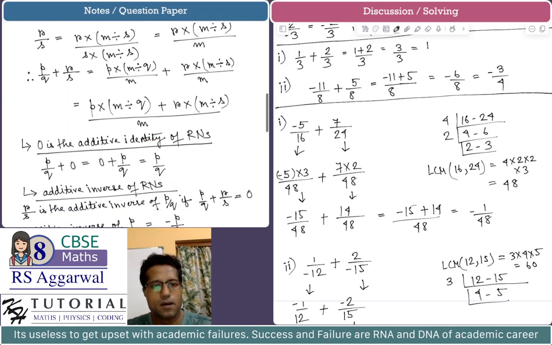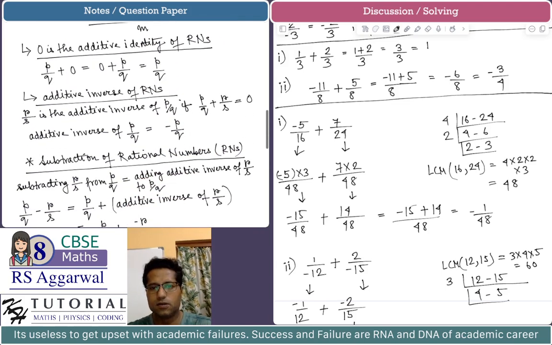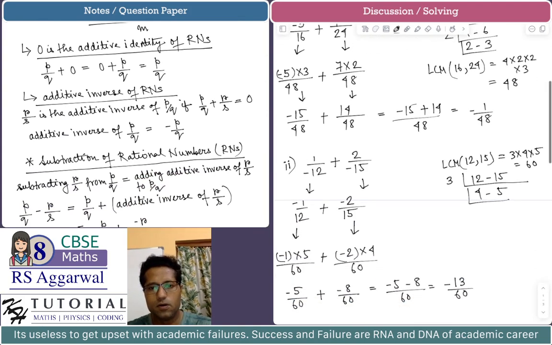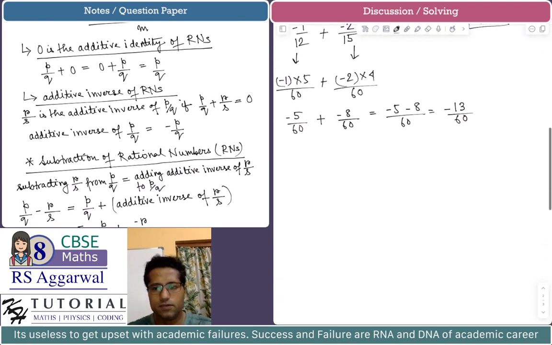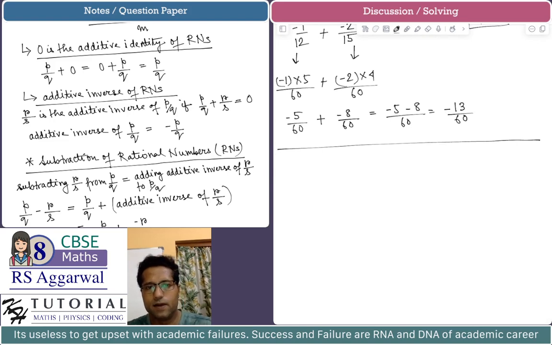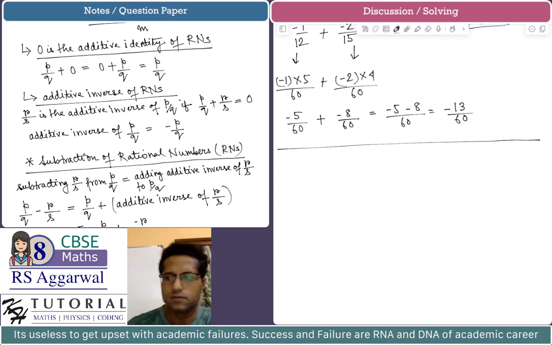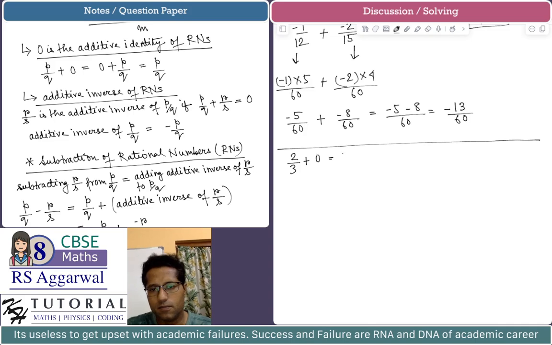Okay, what is next? Now regarding addition of rational numbers, we have two important concepts which are additive identity and additive inverse. Now 0 is the additive identity of rational numbers. Why? Because if you add 0 with any rational number, the result is that rational number itself. So if you take any rational number 2 by 3, if you add just 0 to it, the result is the rational number itself.